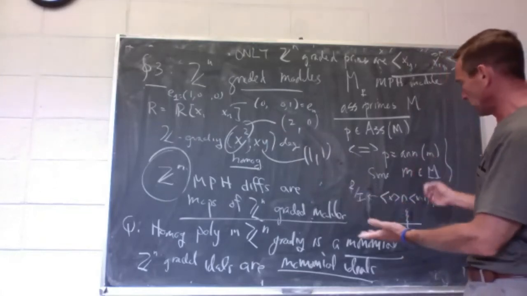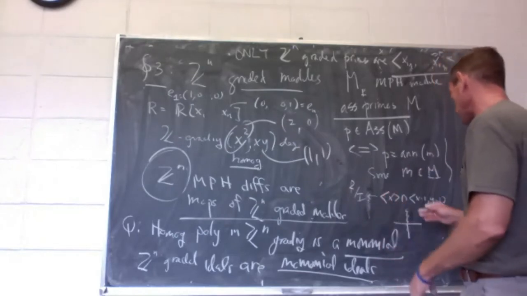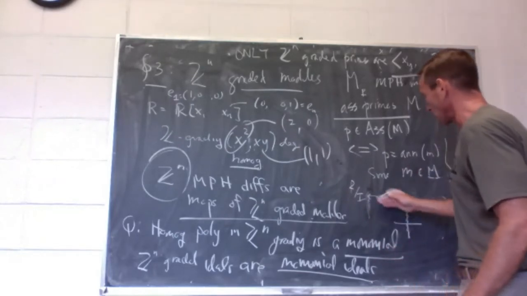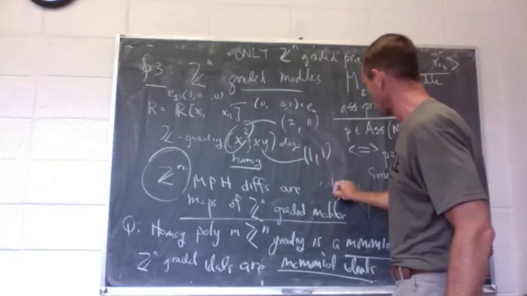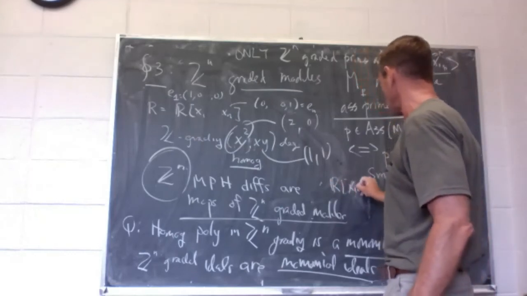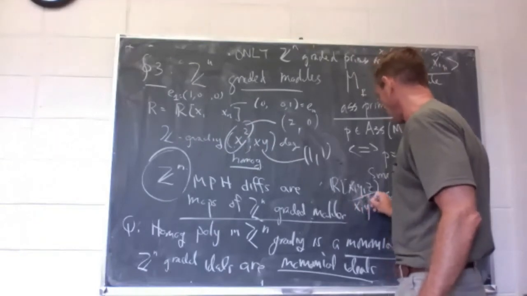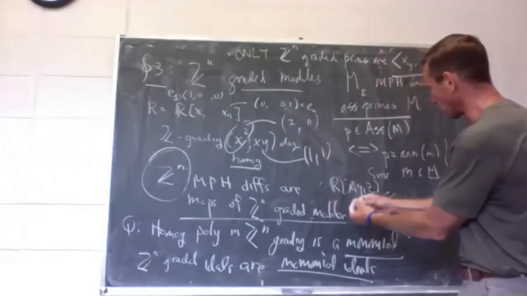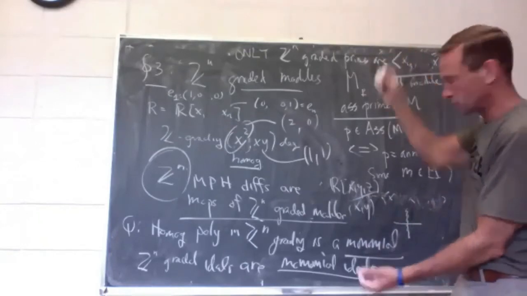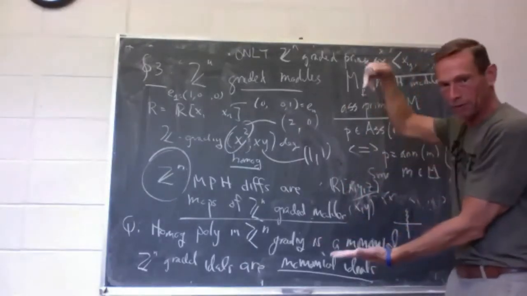Here's an even simpler example. If we did k of x, y, z, or R of x, y, z, and then I mod out by x, y, this is saying x and y are 0. So the only thing that's left is the z-axis, which is complementary to the xy plane, right? Right.